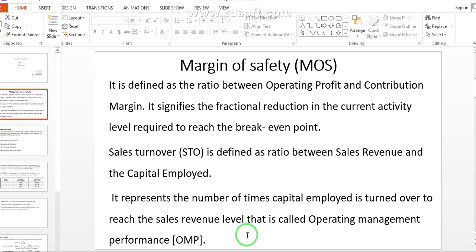Dear students, for the purpose of analyzing the performance level of the operations within organizations, this sales turnover ratio is very considerable. It shows us how much time the money has been employed. It shows us the time durations, or the number of times, which are required for operating that particular project within the organization.